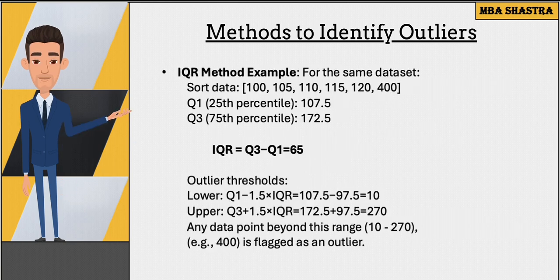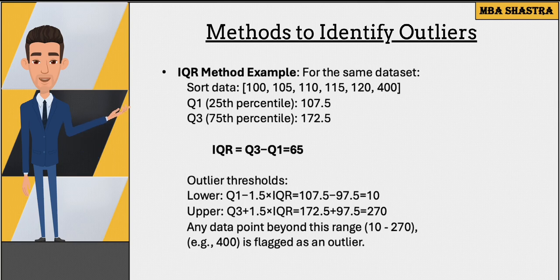IQR method example, for the same dataset. Sort data: 100, 105, 110, 115, 120, 400. Q1, 25th percentile, 107.5. Q3, 75th percentile, 172.5. IQR equals Q3 minus Q1 equals 65.